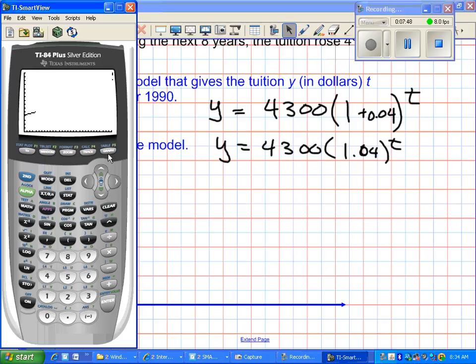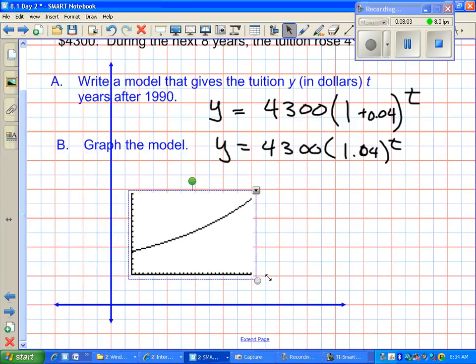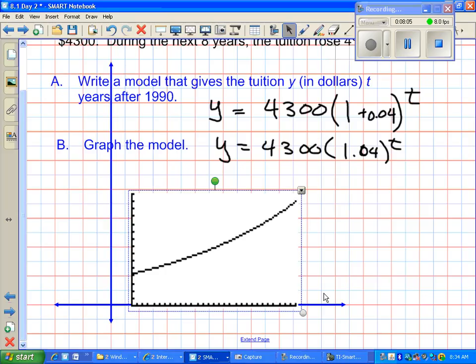So when I graph this, this is what my graph looks like. Now, as a teacher, I can just slide this over here and ta-da, there's my graph. If you're going to graph these points, what would you do?